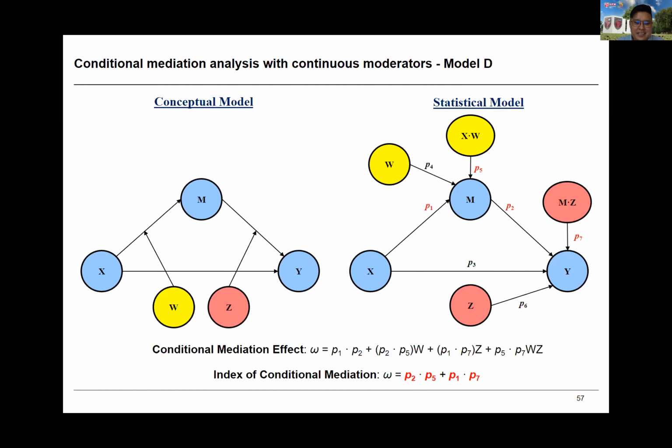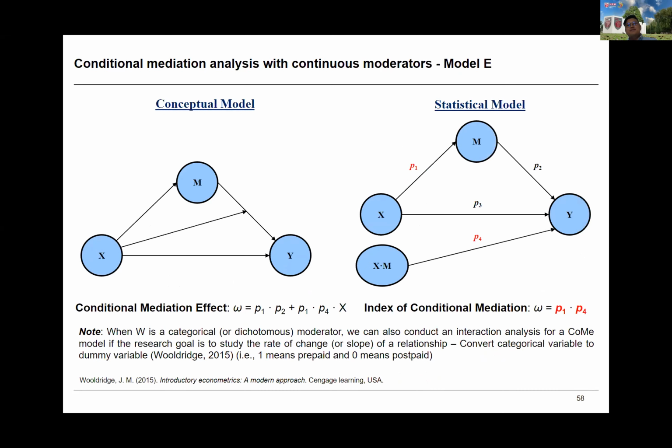The formula to calculate the index of conditional mediation is similar to the earlier Model C. It is also the same, in which P2 multiplied by P5 plus P1 multiplied by P7. Simple as that. Last but not least is Model E.